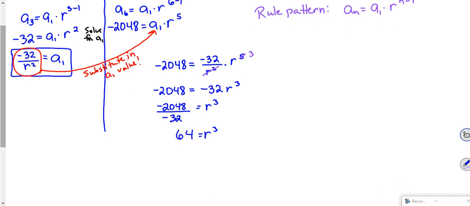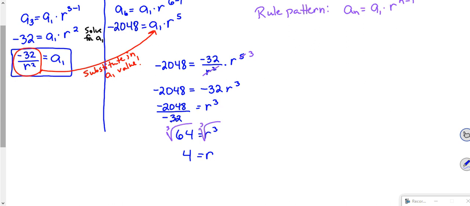So if r cubed is 64, how do I solve for r? Take the cubed root of both sides. If I cubed root both sides, I don't have to worry about plus or minus on an odd root, if you remember. So then this gives me that r is 4.